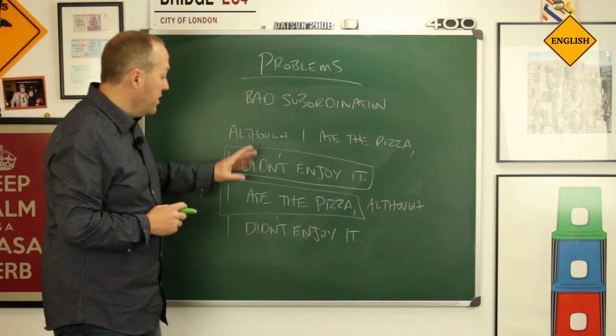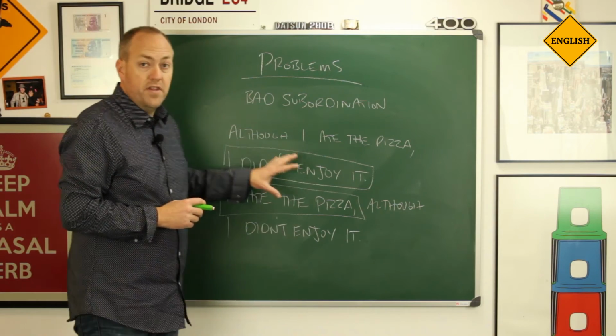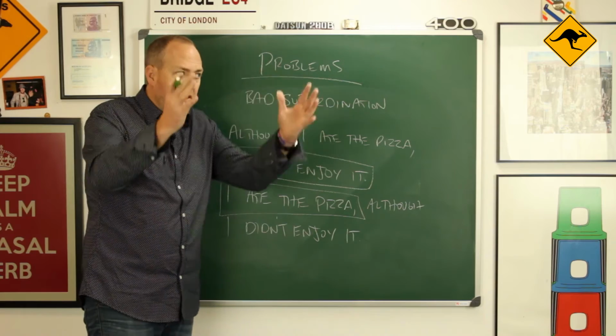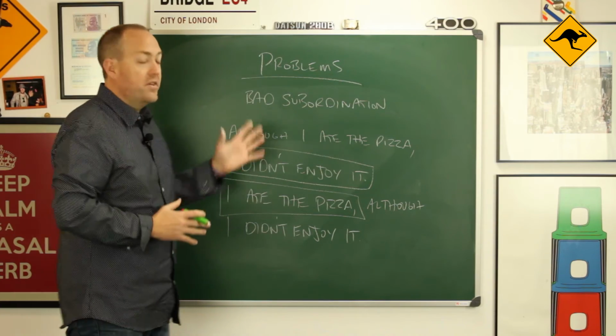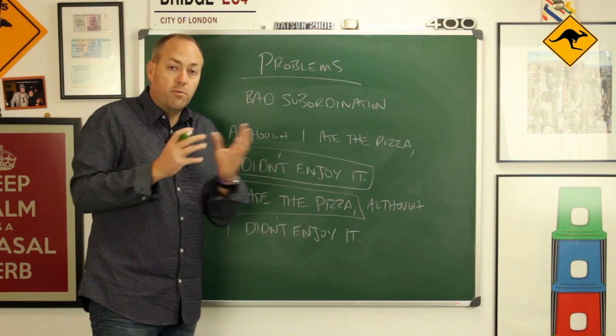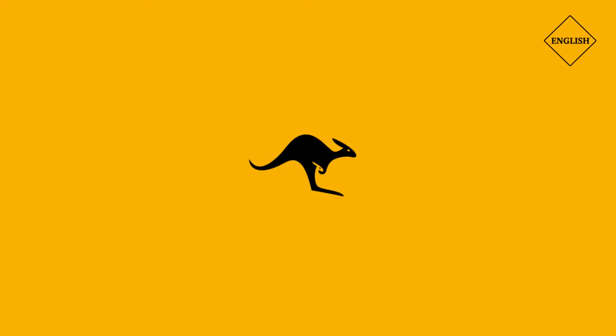Okay? So simply by moving the position of the conjunction, what we're doing is we're changing completely where the reader puts his emphasis. So this is something that can cause you a problem. So you have to make sure that you're putting your emphasis in the right place.